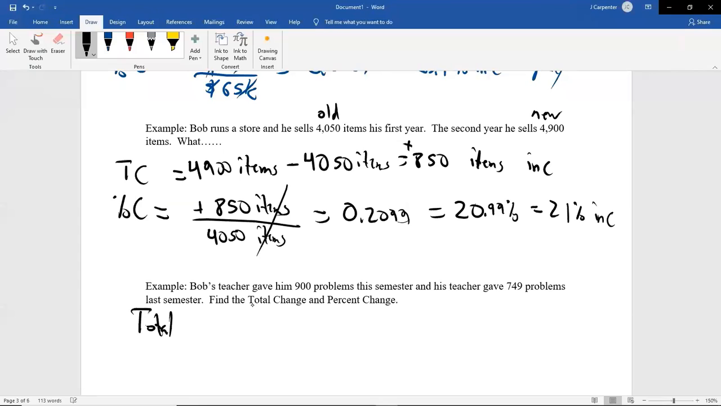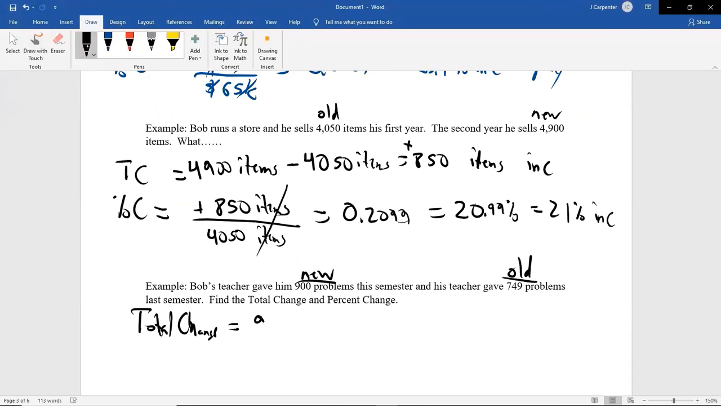So our total change is going to be the new minus the old. And you might get in this pattern of thinking, oh, well, the new is the second and the old is the first. But I worded this problem specifically to throw you off, because that's how the last 4 or 5 have been. If you pay attention to the words, Bob's teacher gave him 900 problems this semester and 749 problems last semester. So it actually turns out that the 900 is the new this time and the 749 is the old. So don't just think that it's always the first is the old and the second is the new. The words will tell you which is which.